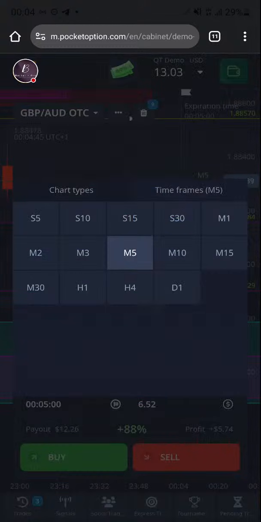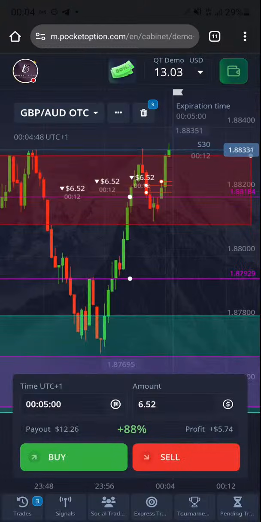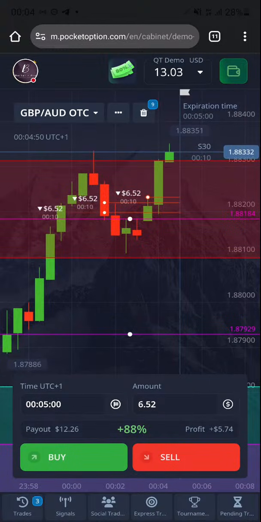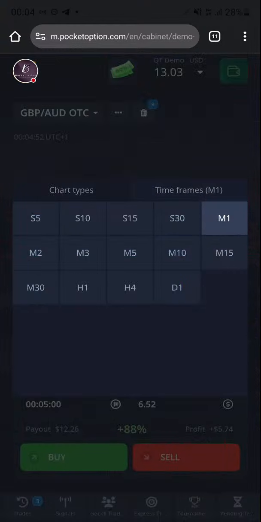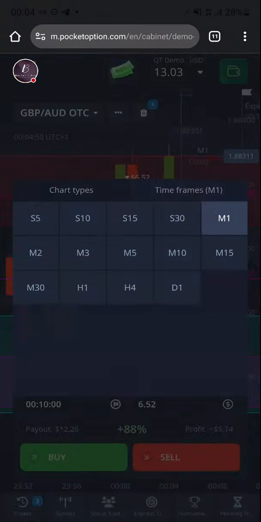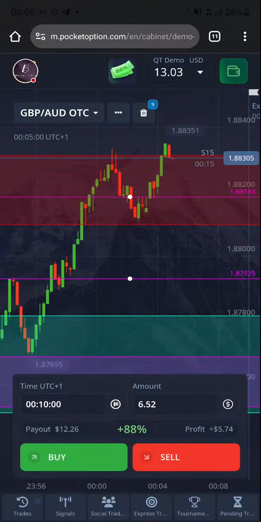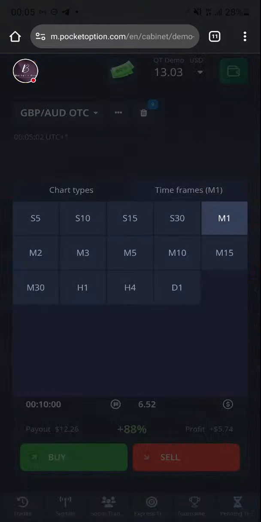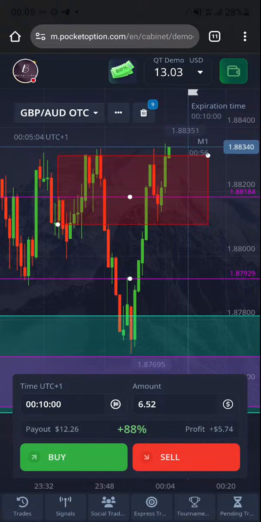Let me check the lower time frame. I want to know what happened. Let me check M1. Okay, they made a decision here. No problem. So that was a losing trade, but no problem. That's going to be the last trade of this session.